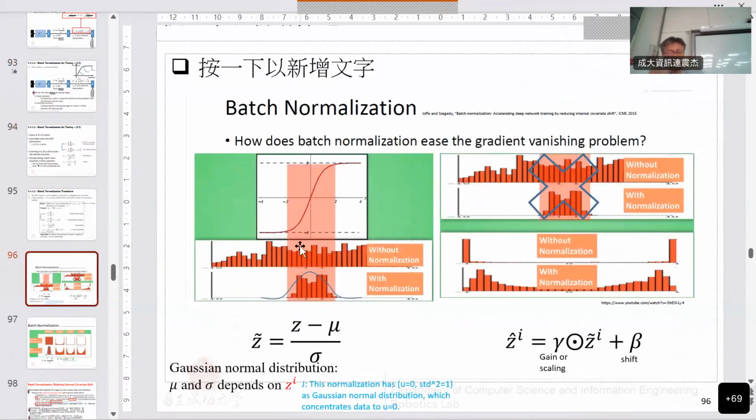Here is the other tutorial on why batch normalization is important. This is the original distribution. If you don't do batch normalization, then after you do the process, especially for the activation function, because of the activation function, which tries to push the values to 0 or 1, like sigmoid or tanh, they push to both sides. So your result will become this.